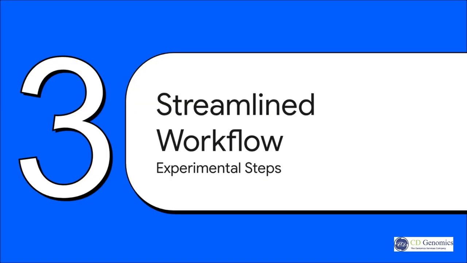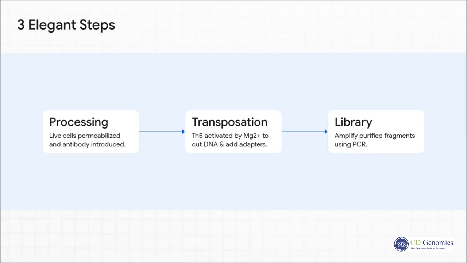Moving on to section 3, a streamlined experimental workflow. So how exactly does this actually play out at the bench? Well, the mechanics function in 3 really elegant steps. First up is sample processing. This is where live cells or nuclei are gently permeabilized and a primary antibody is introduced to bind the target protein, which is then followed by a secondary antibody. Simple enough. Second is the transposition reaction.